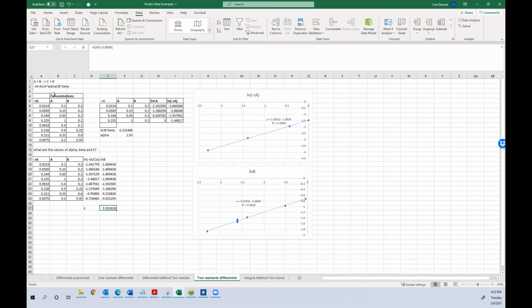So effectively, this is 0.5 times CA CB to the 1/2. Okay. All right, so this is essentially how you would do that.